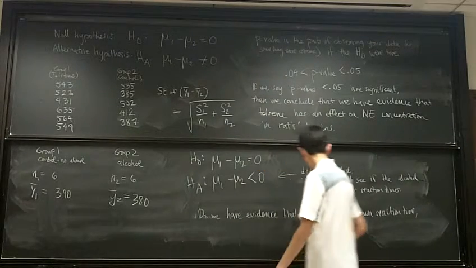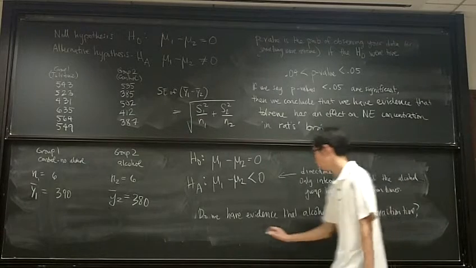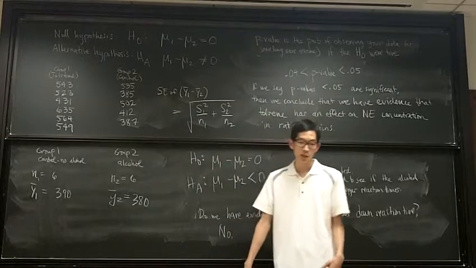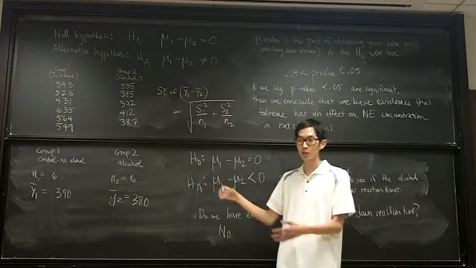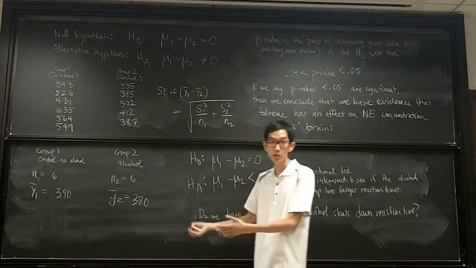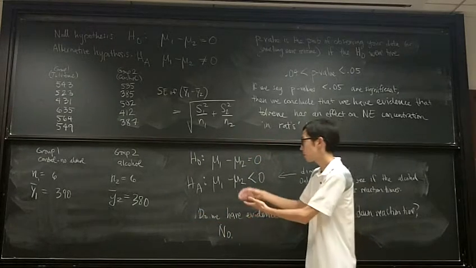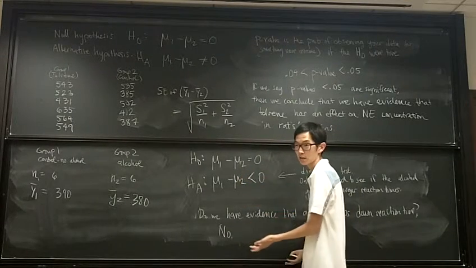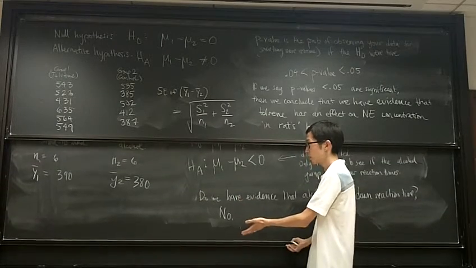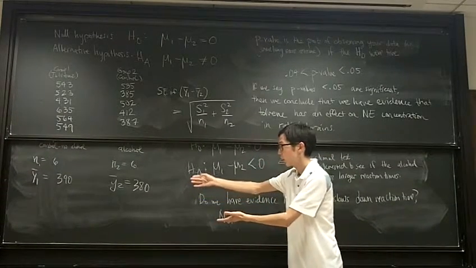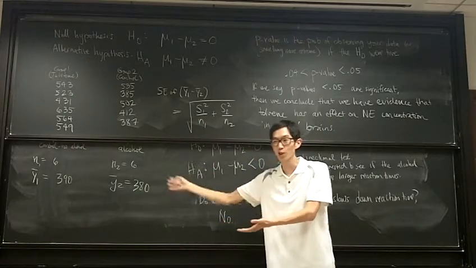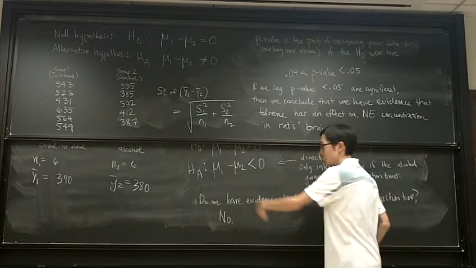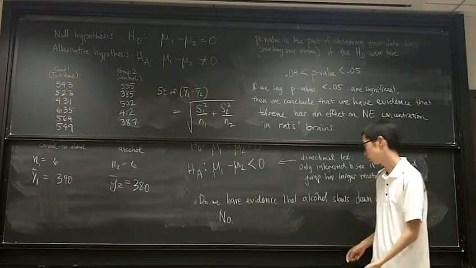No. The answer is no. That's because you just have to do what I call the common sense check, but the book calls it checking directionality. You just have to make sure that your data makes sense to use for your alternative hypothesis. Our alternative hypothesis is expecting that the alcohol reaction times will be larger than the control times. And what we're seeing is that our data does not support that at all.